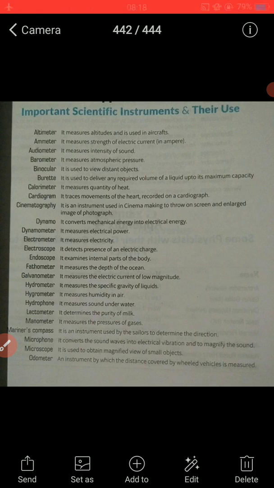Then, microscope. Generally, microscope is used to obtain a magnified view of small objects. Actually, some objects in our surrounding world are so small that we cannot see them.